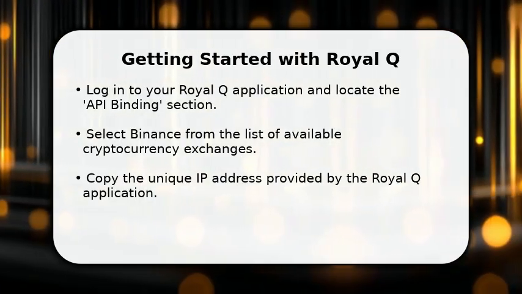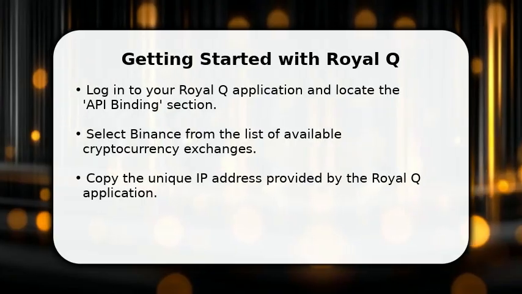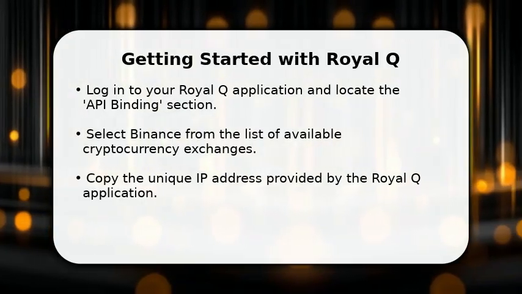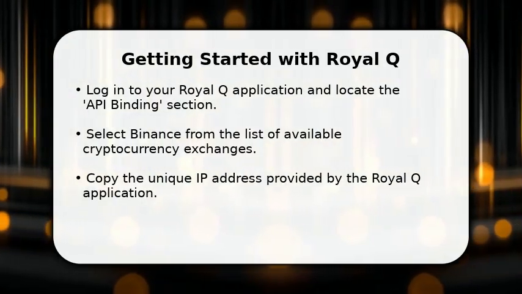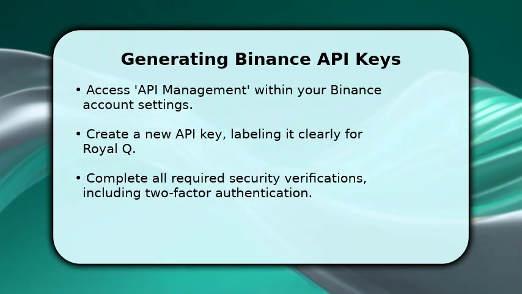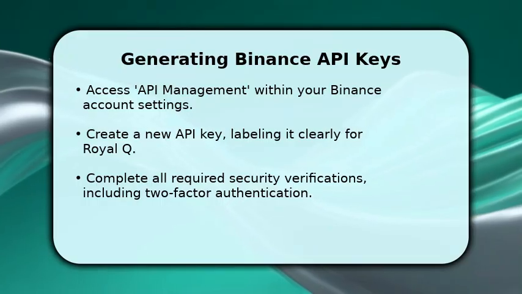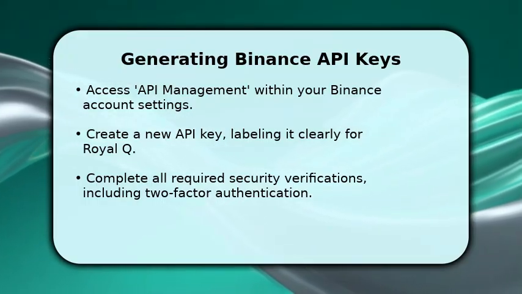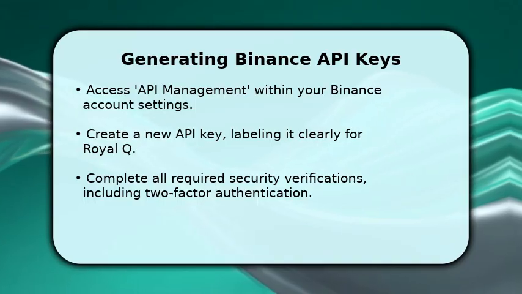Remember, your RoyalQ account needs to be active, typically with an annual fee of 120 USD, and have at least 20 USD for fuel fees. Next, log into your Binance account and find API management under your profile. Create a new API key, giving it a recognizable name like RoyalQ Bot.